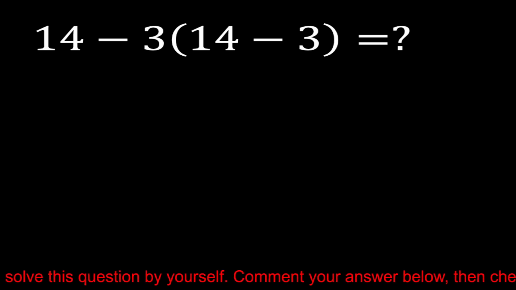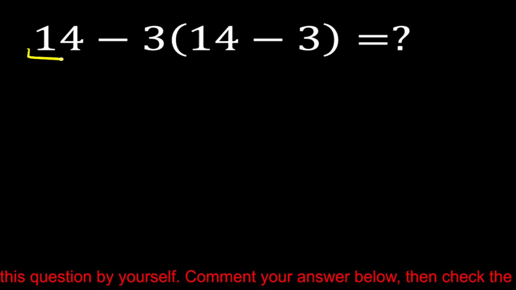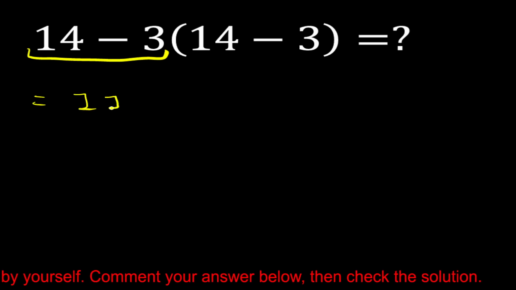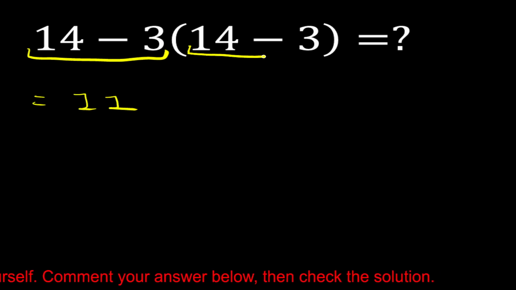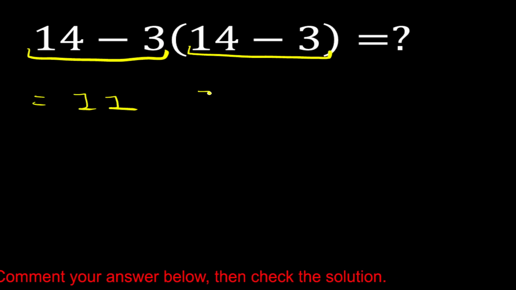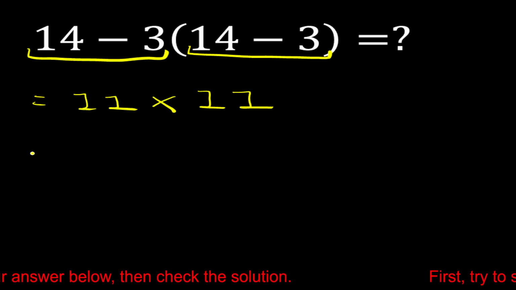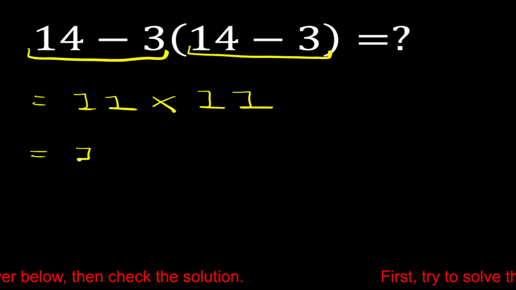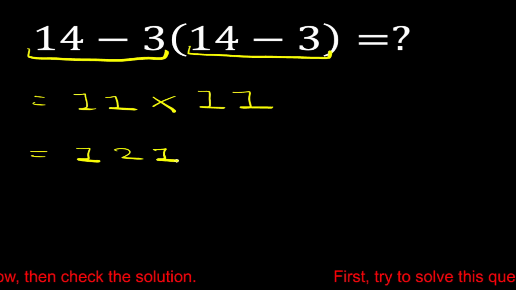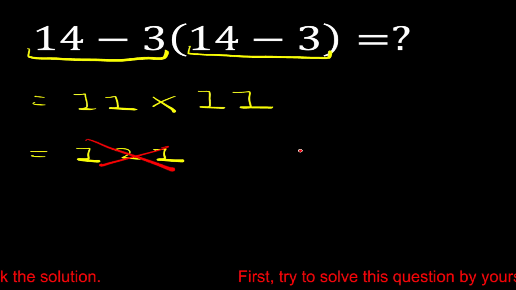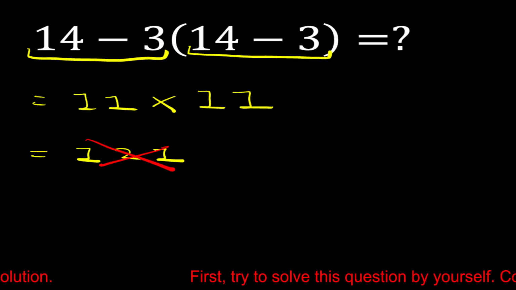So most people solve this question like 14 minus 3 is equal to 11. Then again 14 minus 3 is equal to also 11. Now 11 multiply 11 is equal to 121. Okay? But this answer is not correct. This answer is completely wrong.